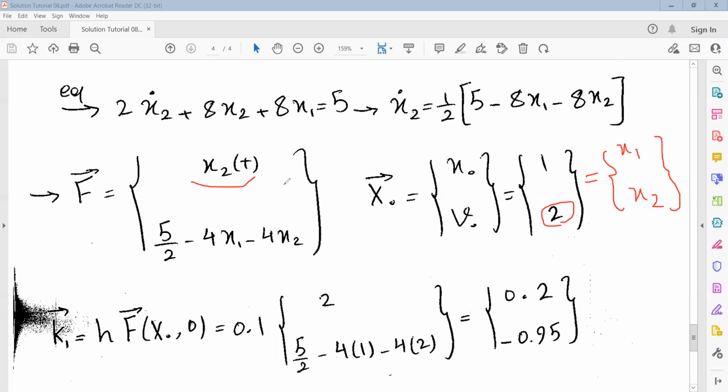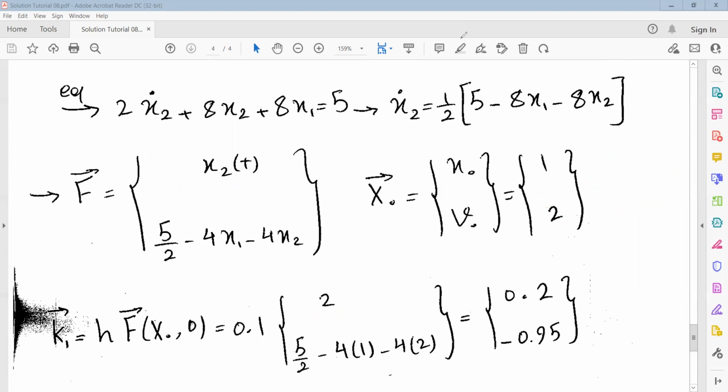Okay, so x2 at t equal to 0 is equal to 2. As you can see here, we substitute 2. x1 is equal to 1. So here we will have 4 multiplied by 1, and x2 is again 2. We substitute. And this is the vector k1.